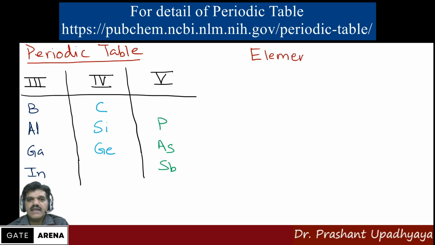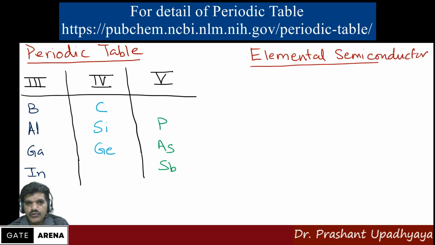So when we are talking about the elemental semiconductors, as we have discussed in the previous slide, if you look at the periodic table, the group 4 elements are known as the elemental semiconductors. That is silicon and germanium. So I'm writing Si for silicon and Ge for germanium.